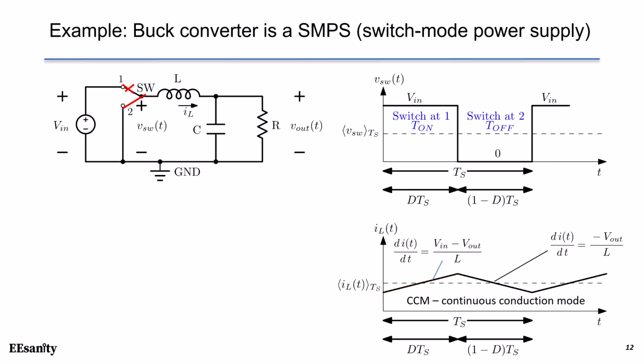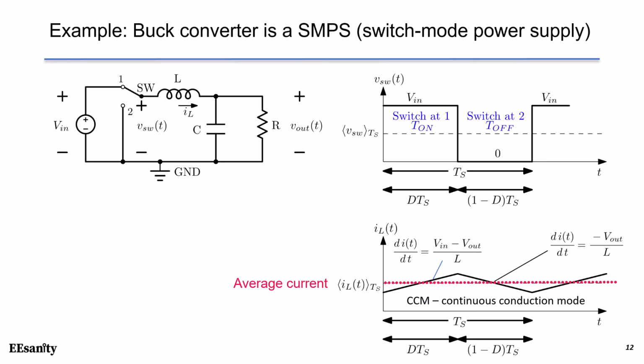When the switch is at node 2 for the rest of the period, VSW equals 0, which is connected to ground, and the time duration is T off. T on plus T off is the whole period. During T off, the negative voltage minus V out is applied at the inductor, and hence the inductor current falls down with a negative slope of minus V out over L.